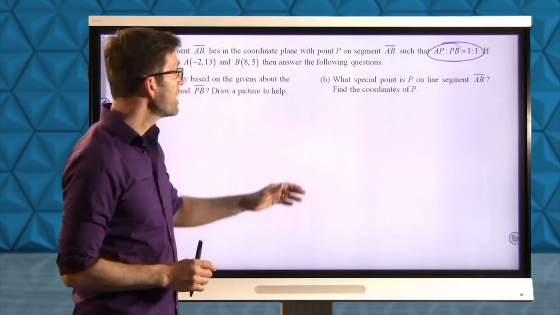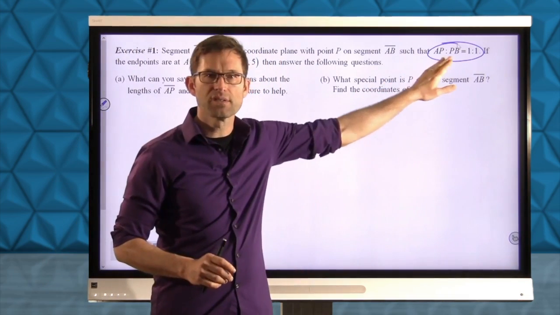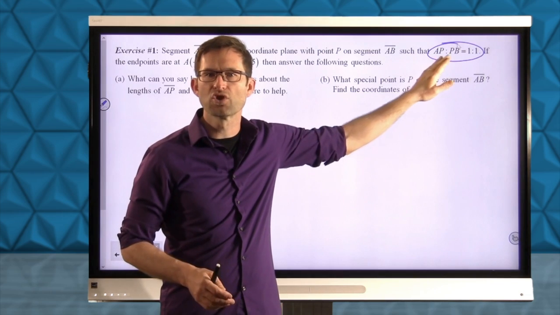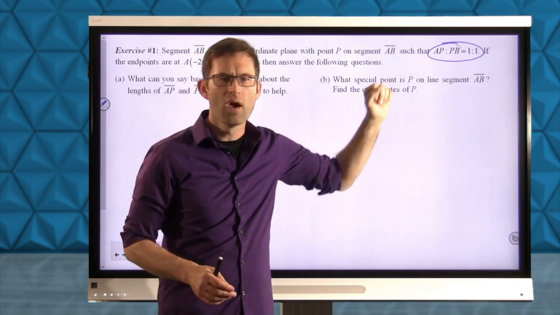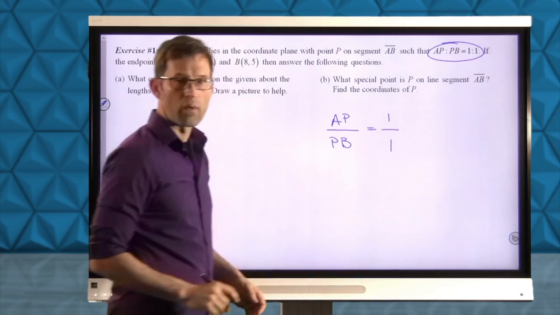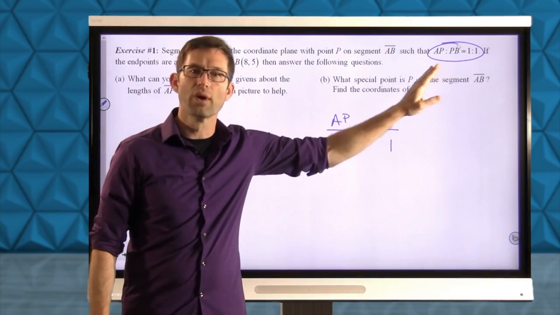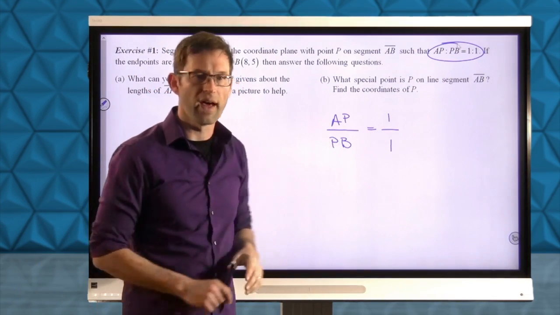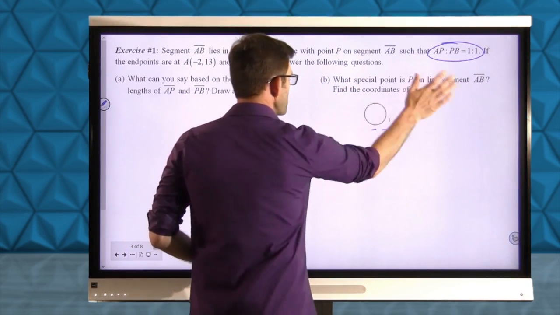All right. So again, it's important that you understand this symbolism. You've been seeing ratios written with that colon notation. We could have also written it as AP over PB is equal to 1 over 1. But most often we're going to see those ratios written in the colon form like that.